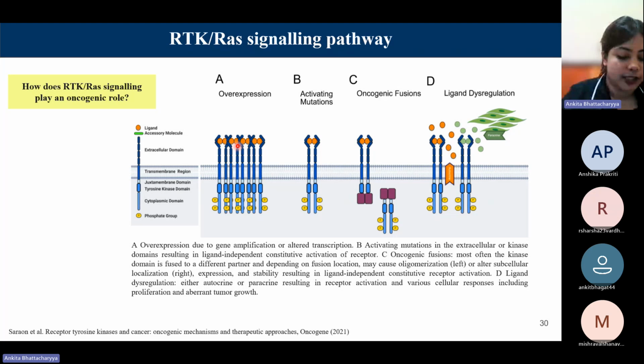So basically what happens is at the time of cell division, I hope you're all familiar with that process.